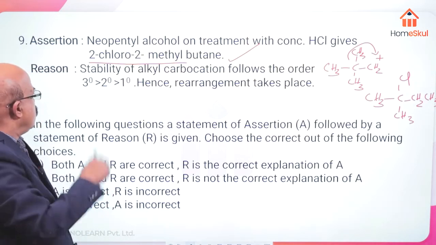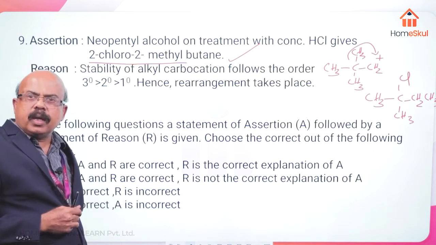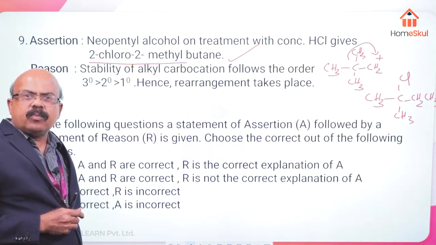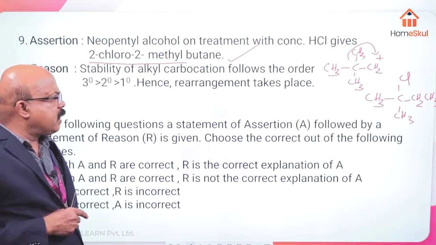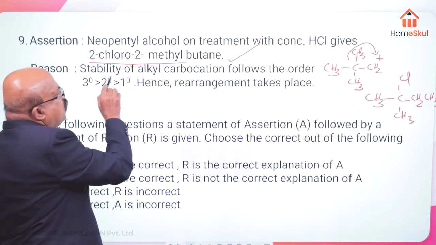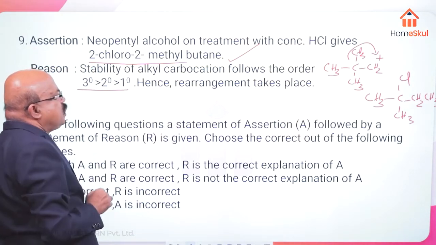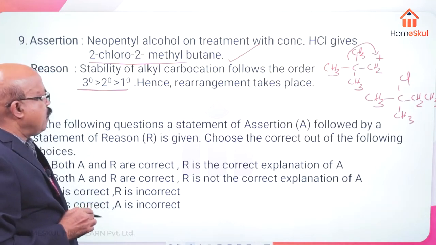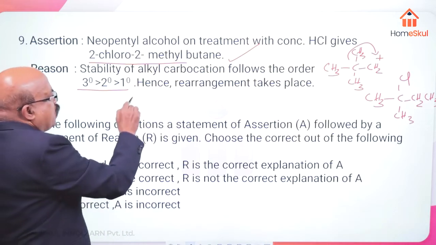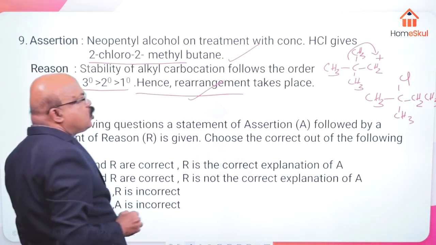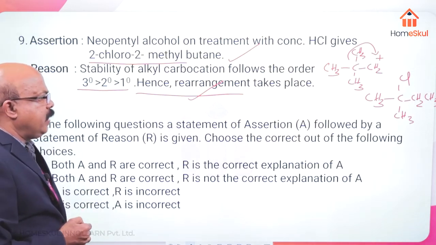Reason: stability of alkyl carbocations follows the order. Among the various alkyl carbocations, the stability order is tertiary greater than secondary greater than primary. So here there is a possibility of rearrangement. Hence rearrangement is possible, and because of that rearrangement, 2-chloro-2-methylbutane is the answer.